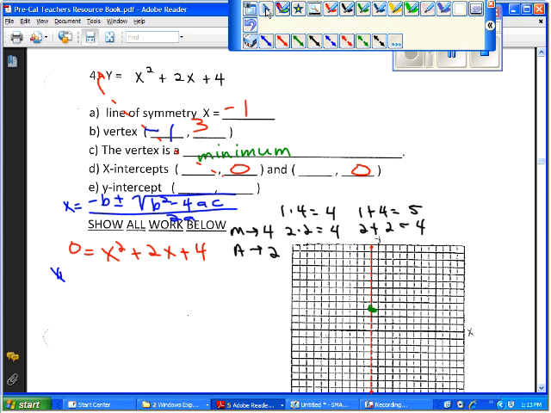So we're going to have x is equal to the opposite of b. b was a 2, so the opposite of that is a negative 2, plus or minus the square root of my b, which is 2 squared, minus 4 times my a, which was an understood 1, times my c of 4, all over 2 times my a of 1.